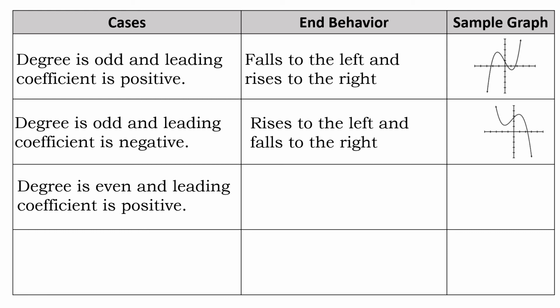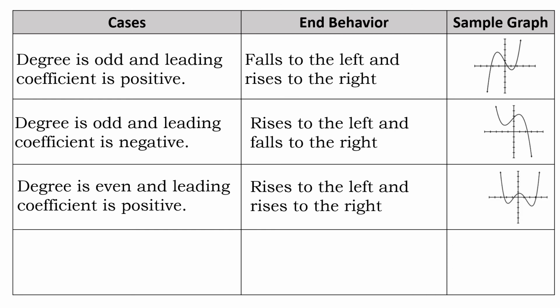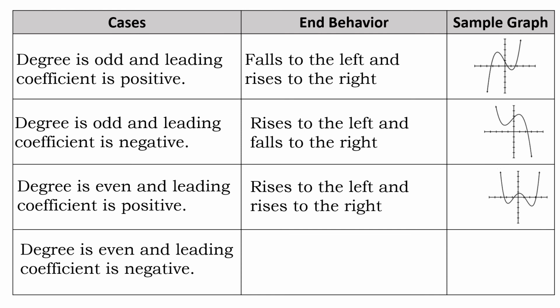Now, if the degree is an even number and the leading coefficient is positive, the graph rises to the left and rises to the right. And if the degree is an even number and the leading coefficient is negative, the graph falls to the left and falls to the right.